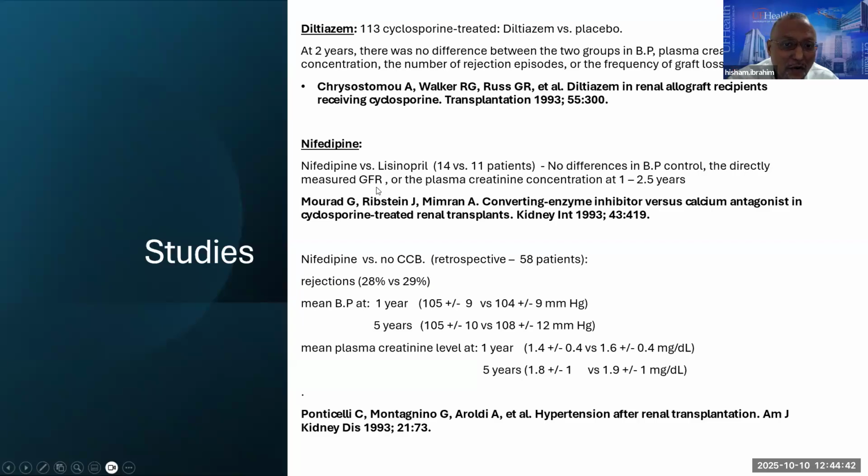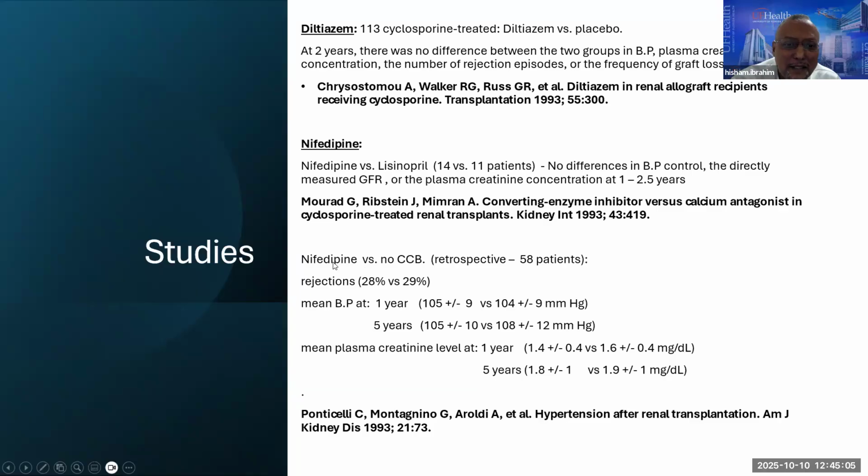So they didn't just depend on eGFR. They actually did nuclear scans, technetium DTPA scans, to measure the GFR. And they followed the patients up for about 1 to 3 years. And no difference in blood pressure, GFR, or plasma creatinine concentration. But these are all short-term studies and very small numbers.